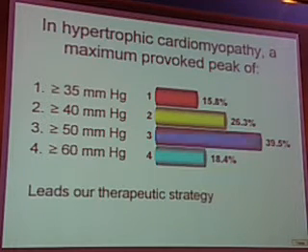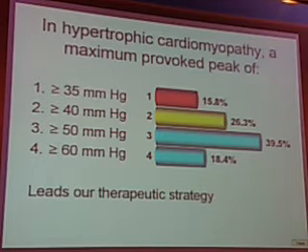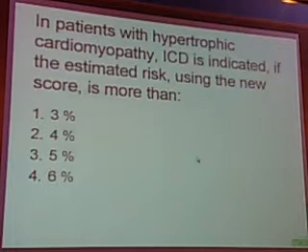So that was, okay, that was the correct answer. Indeed, 50 millimeters is the number and above that is the crucial number to base our therapeutic strategy in patients with hypertrophic cardiomyopathy. I'm talking about gradient, correct? Outflow tract gradient. Okay, may I have the next question?